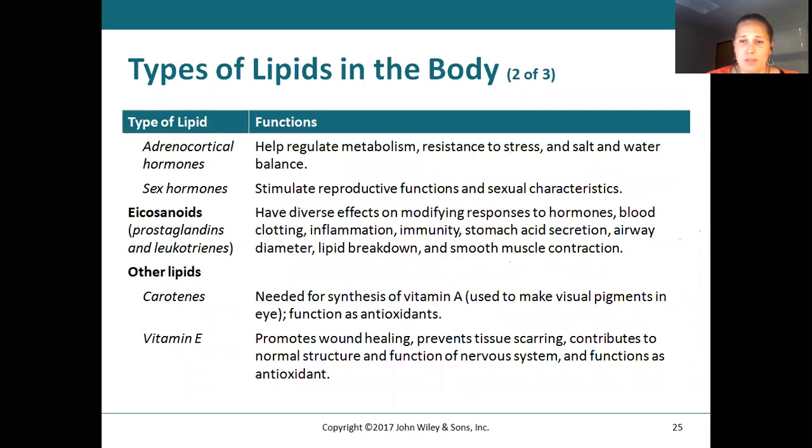And there are also other hormones that we require, adrenocortical and sex hormones. Again, these hormones are signaling over very long distances within the body. And other lipids, things like keratin and vitamin E, are important for other bodily functions. Things like carotenes are needed for the synthesis of vitamin A, and also function as antioxidants. We'll talk about an example of where you can actually get vitamin A, and then also vitamin E, which promotes wound healing, prevents scar tissue, and so on and so forth. So these are all examples of lipids that have a very specific function within the body.